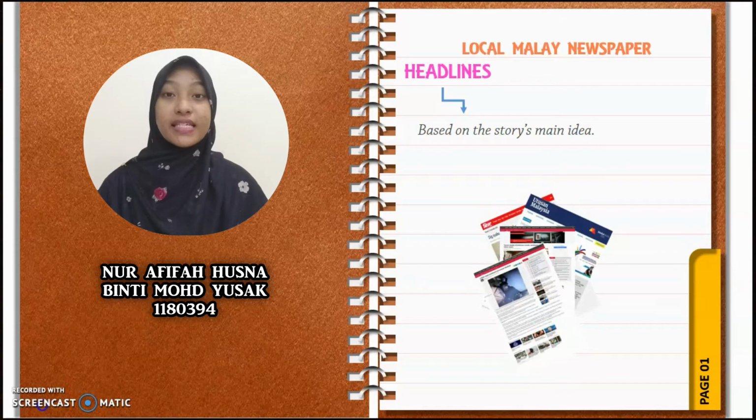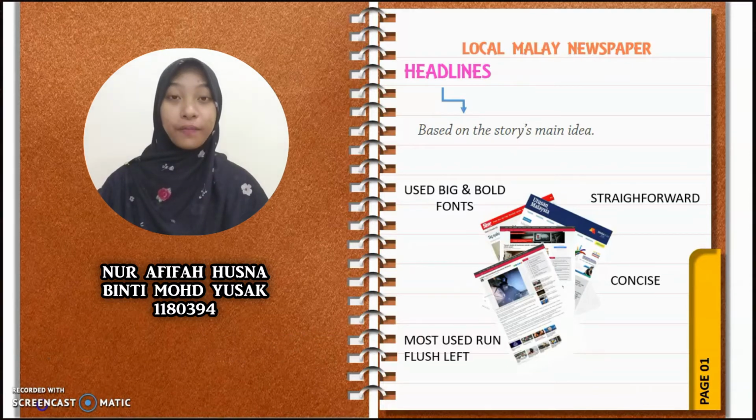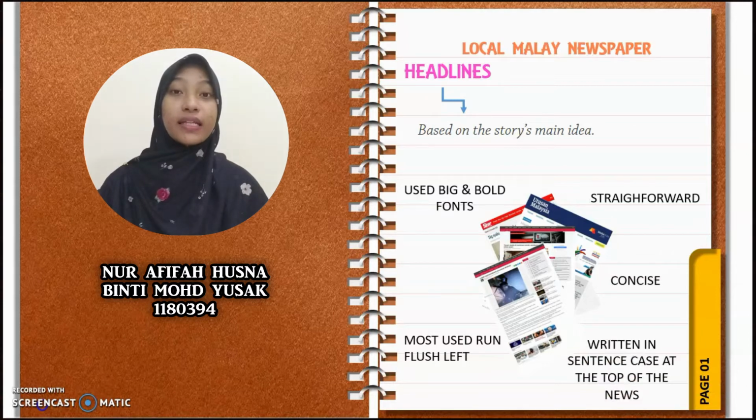Based on the analysis, the headlines in these 5 local Malay news are straightforward and concise, which means short words and very few verbs have been used in the headlines. Overall, the headlines in these 5 local Malay news are all similar in using big and bold fonts and run flush left for the most part. These 5 news headlines are also typed in sentences at the top of the news story.